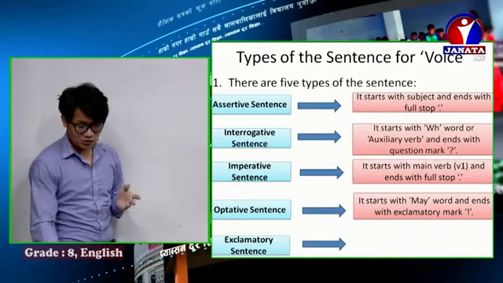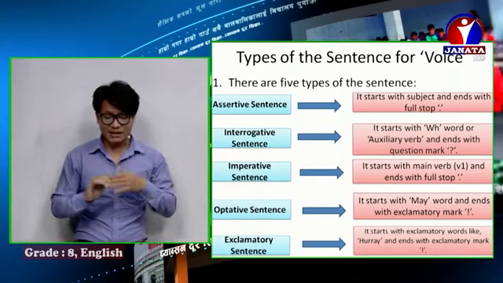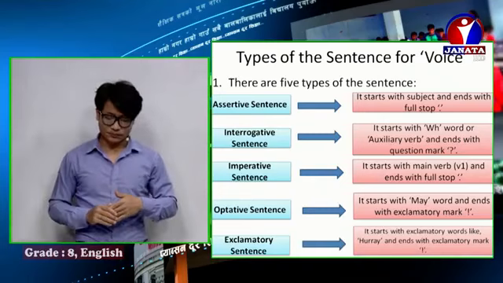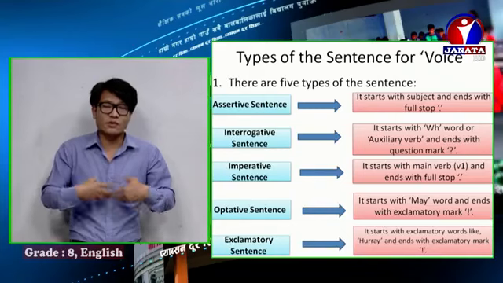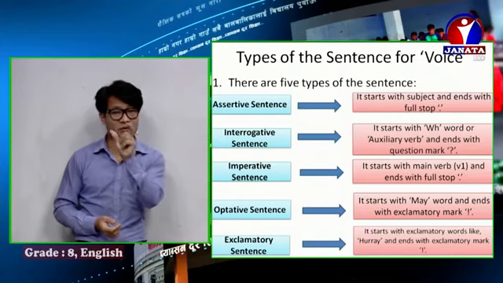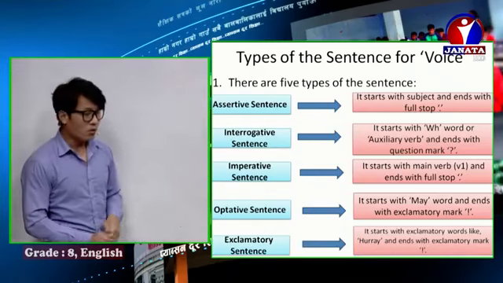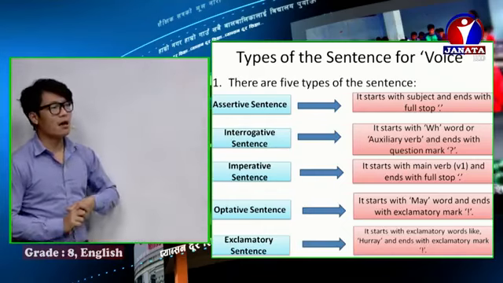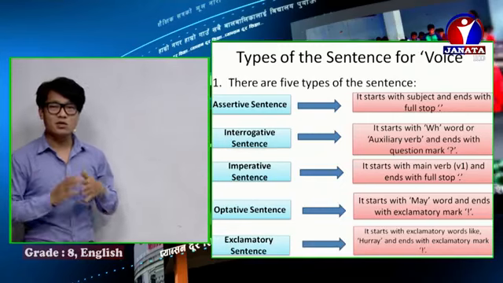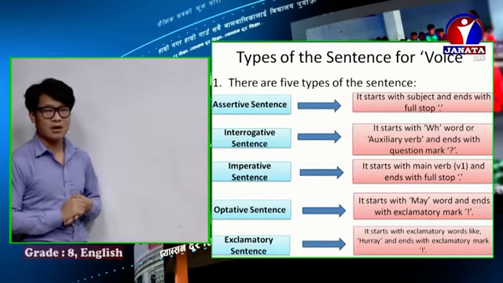Another is exclamatory sentence. It starts with an exclamatory word like hooray and ends with an exclamatory mark. And this type of sentence is used to show your happiness or your surprise or your sadness, like alas, he is no more. So this is an exclamatory sentence, and alas, he is no more means showing sadness. So now I have shown you the 5 types of the sentence. A question is here, are all these types of the sentence used in passive voice? No. So let's see how many types of the sentence are used in passive voice.